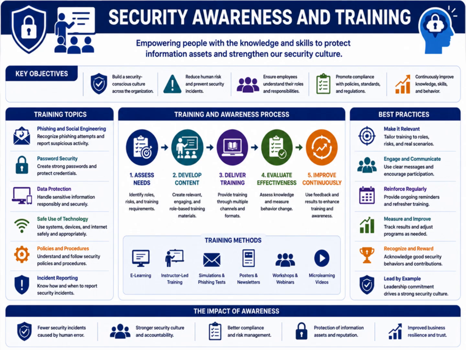The awareness process starts by assessing needs. Organizations identify user roles, business risks, regulatory requirements, and the specific training needed for different groups of employees. The next step is developing content. Training material should be relevant, practical, role-based, and aligned with real-world threats and organizational policies.